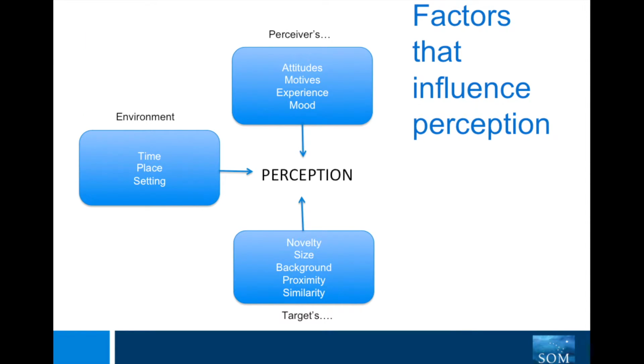There are a number of factors that influence perception and how you view the world around you. That includes your attitudes, motives, experience, and mood, the environment that you find yourself in, as well as characteristics of the object or individual or event that you're perceiving, including its novelty, size, similarity. Have you seen anything like it before? All these factors influence the way you perceive the world around you.